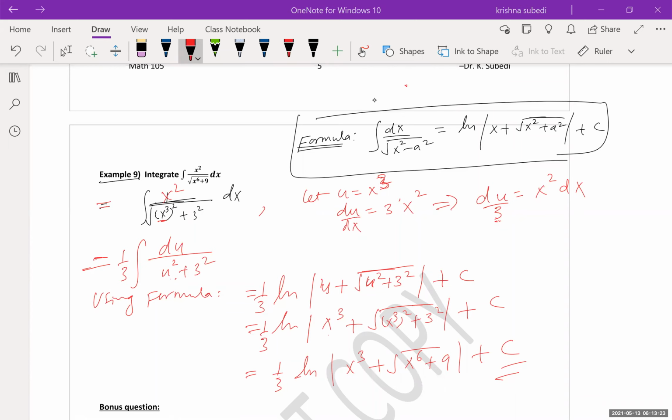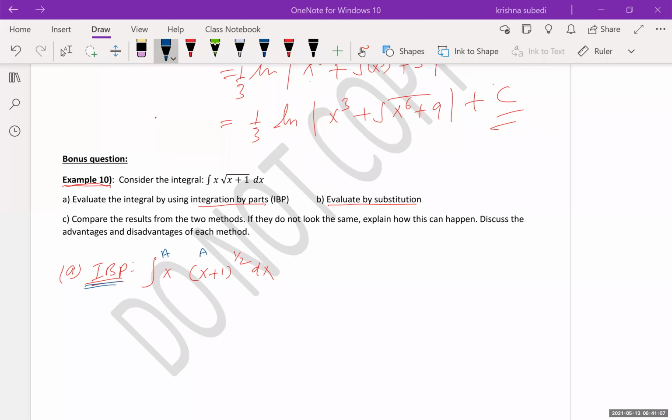It's not easy. There are lots of things going on. You need a lot of practice. Okay, guys? So example 10, like I said earlier, we want to do this by two methods, one integration by parts, another by substitution.